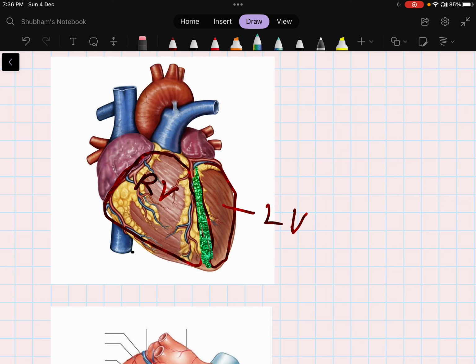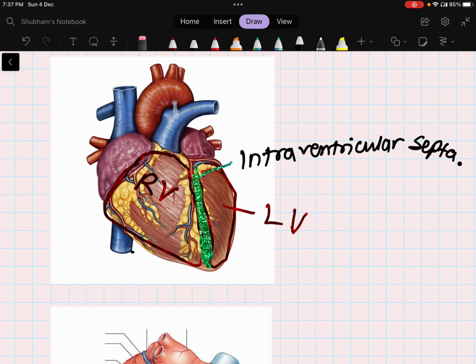Intraventricular septa. Let's just write it a better way: intraventricular septa. You do not have to get confused with the larger names. These are not that much of a problem. It's just intra, between two ventricles, is an interventricular septa.